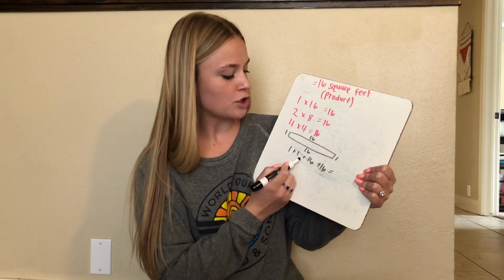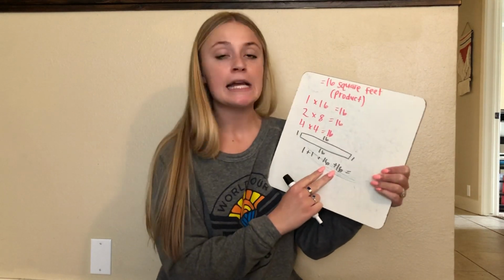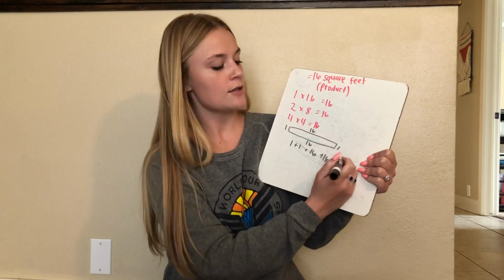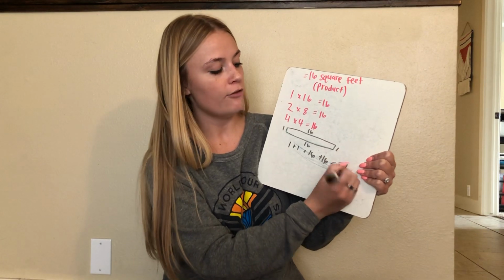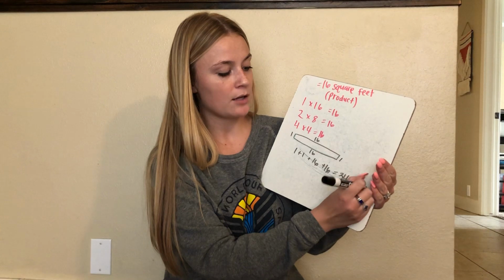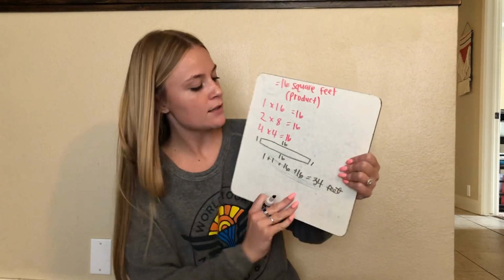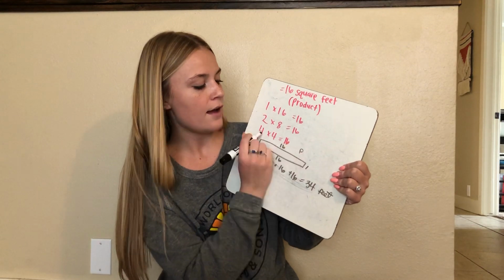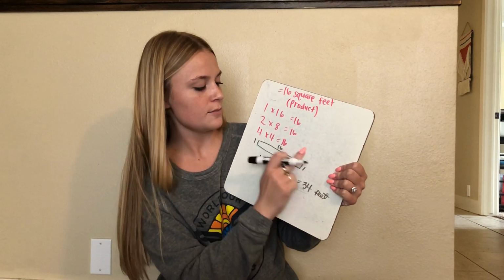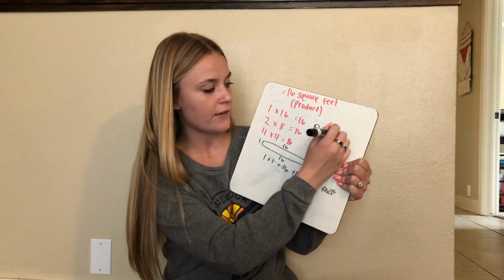Now that would give me 2 plus 16 plus 16. So I know 16 plus 16 is 32. 32 plus 2 is 34 feet because that's my unit that I'm using. Okay, so we got to keep this one in mind. So the perimeter of this rectangle, oops, wrong one, this one, equals 34 feet.